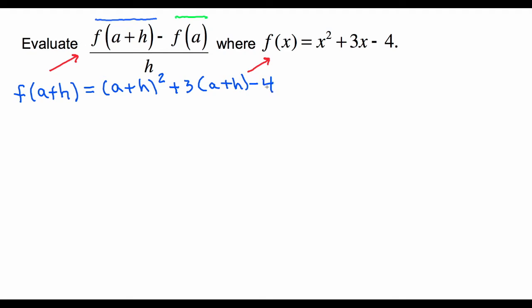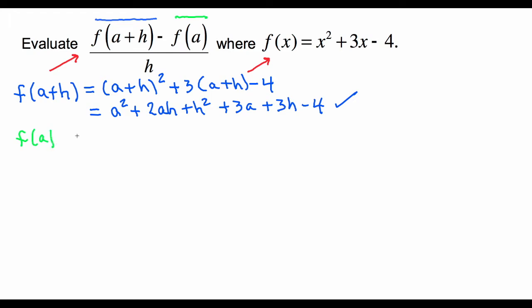And now we're just going to simplify. We'll multiply through the terms. This gives us a squared plus ah plus ah, which is 2ah, plus h squared. I'll distribute the 3. This would give us 3a plus 3h minus 4. I look for terms to combine. I don't see any. Now I'll evaluate f of a by substituting in a for x. Well, this gives us a squared plus 3a minus 4. Here I have no terms to combine.